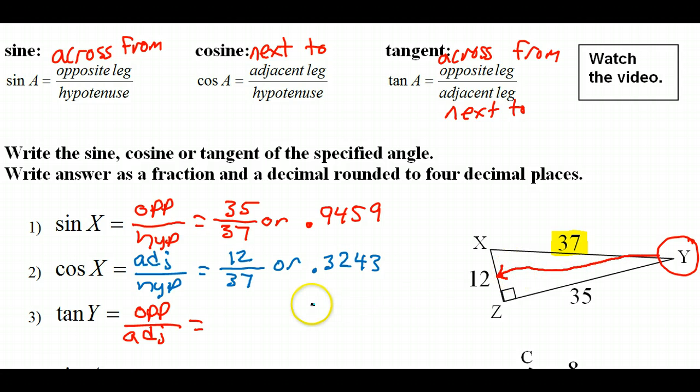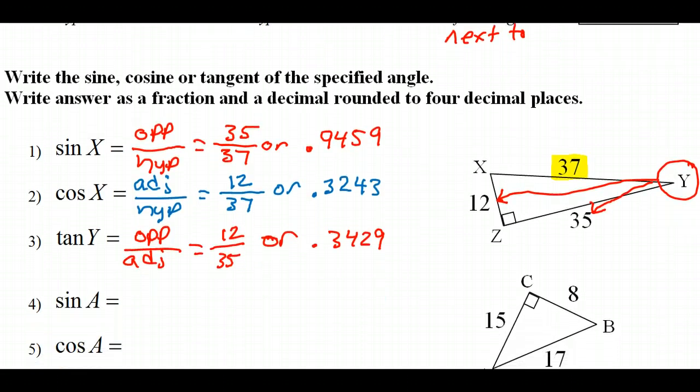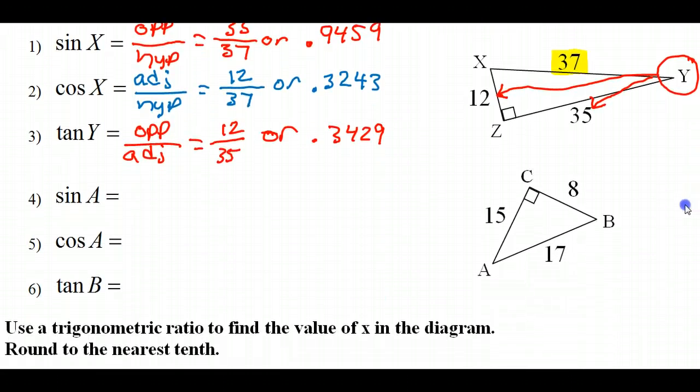So the angle matters. It's going to be 12 over... Which leg is adjacent, next to y? The 35. See how close it is? So opposite over adjacent, that's 12 over 35, or 0.3429 when you round. Okay? So that's how you do that. Let's keep going.